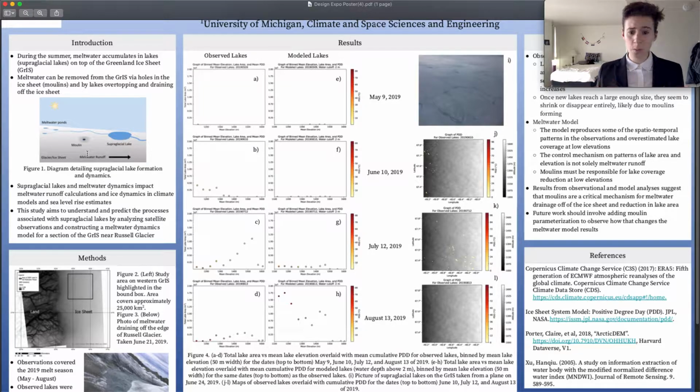Now, why do we care about supraglacial lakes? They are very important to understanding the repercussions of global warming on the ice sheet and how those repercussions will impact other parts of the Earth's system. Supraglacial lakes and meltwater dynamics impact, for example, the meltwater runoff calculations and ice dynamics in climate models and sea level rise estimations. The goal of this project is to understand and predict the processes associated with supraglacial lakes by analyzing satellite observations and constructing a meltwater dynamics model for a section of the Greenland ice sheet near Russell Glacier.